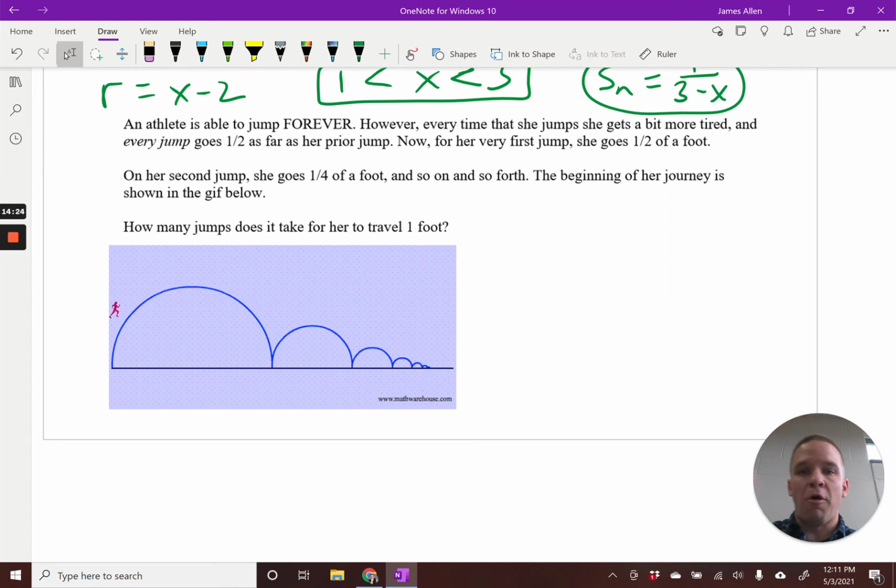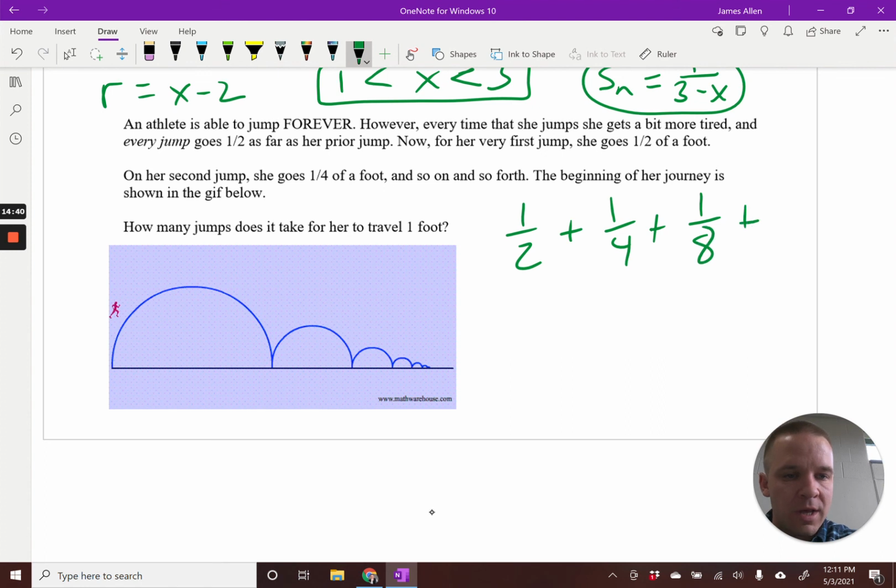An athlete is able to jump forever. However, every time she jumps, she gets a bit more tired, and every jump goes half as far as her prior jump. Now, for her first jump, she goes half a foot. On her second jump, she goes a quarter of a foot. And then the next one, she'll go an eighth, then a 16th, and so on. How many jumps will it take for her to travel 1 foot?